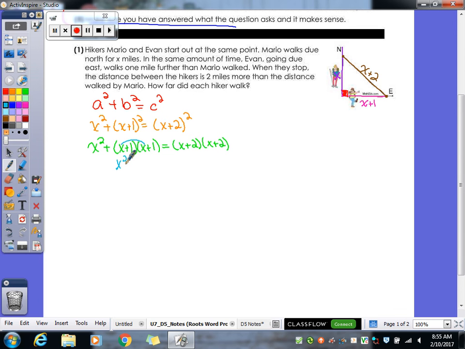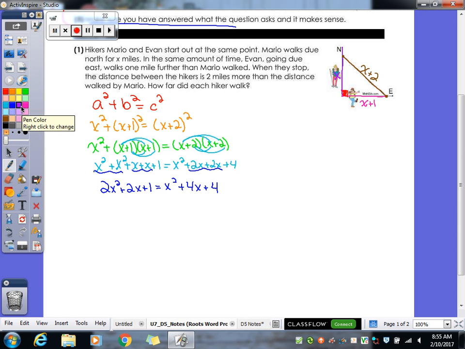x times x gives me x squared. x times 1 is x. 1 times x is x. 1 times 1 is 1. All right, now I'll multiply this one over here on the right side. x times x is x squared. x times 2 is 2x. 2 times x is 2x. And then I get a 4. So combining all my like terms over here on the left, I'd get 2x squared plus 2x plus 1 equals x squared plus 4x plus 4.